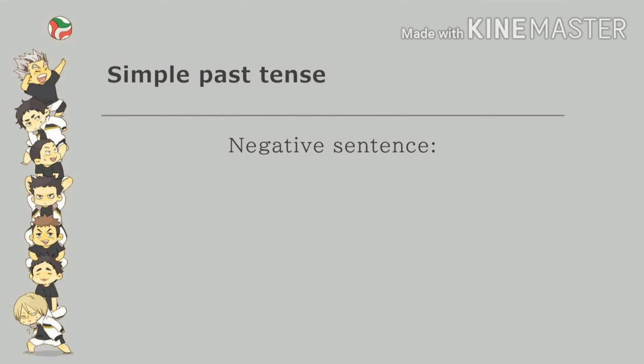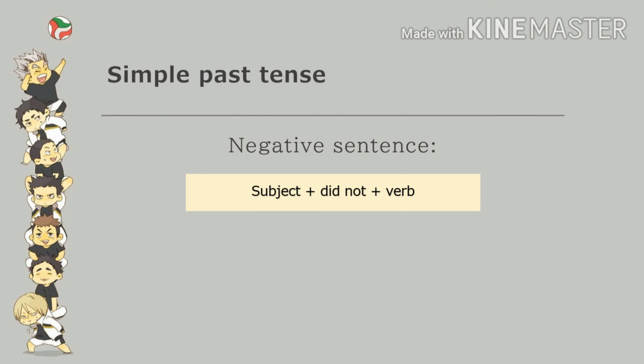For the negative sentence, the form would be subject plus did not plus verb. She didn't see a plane. They didn't play together. She and they here are the subjects, while both of them use didn't in the negative sentence. And lastly, see and play are the verbs.